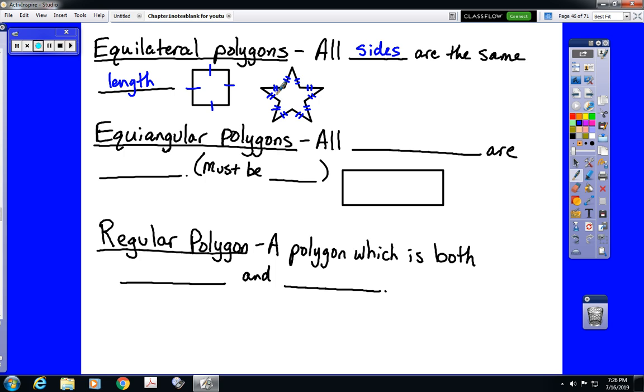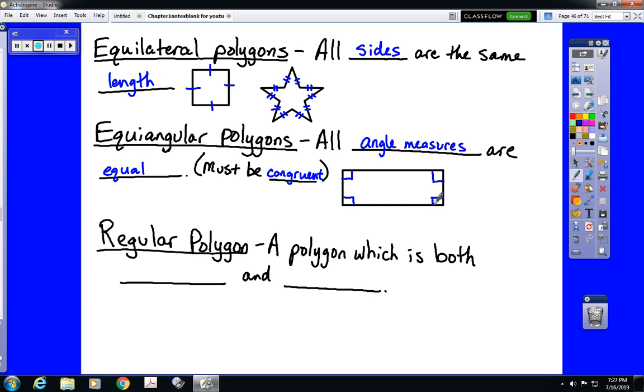We could also have what are called equiangular polygons, where all the angle measures are equal. In other words, all of the angles are congruent. So my example for that was a rectangle, because that rectangle is clearly not equilateral, but all four angles are 90 degrees, which means it is an equiangular polygon.